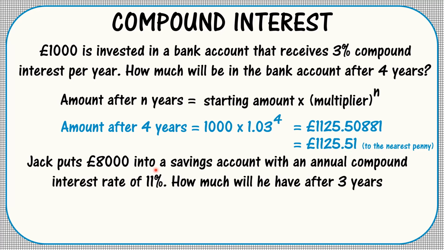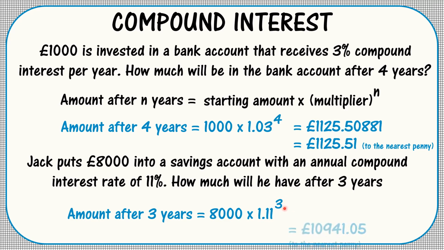Here is another example. Jack puts £8,000 in a savings account with an annual compound interest rate of 11%. How much will he have after 3 years? So annual means yearly. So again, we'll use the formula above. The amount after 3 years is equal to 8,000 times 1.11 to the power of 3, which is the amount of years. Again, this answer is to the nearest penny. So he would have £10,941.05.